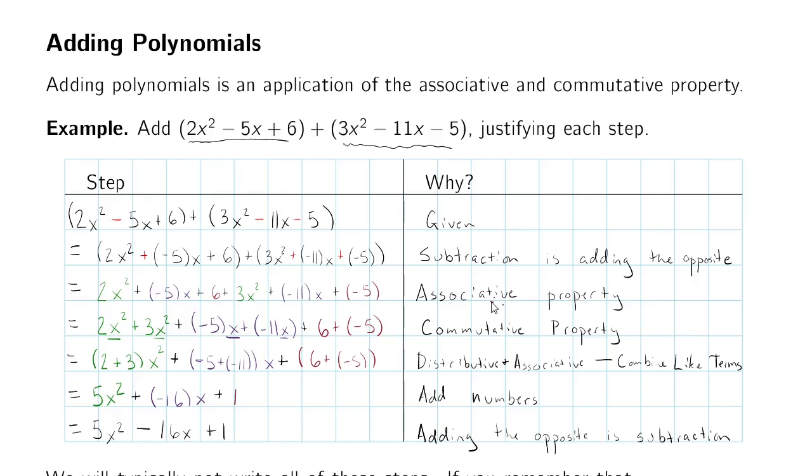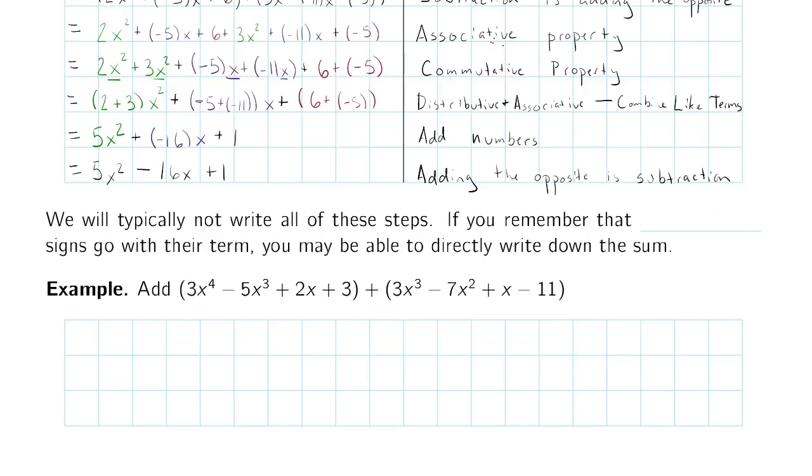But in practice, when we add polynomials, we might write down one or two intermediate steps, or we might be able to just directly write down the sum. If we remember that negative signs go with the associated term, it is totally possible in an example like this to just directly write down the sum. So it can be beneficial to collect the like terms first.